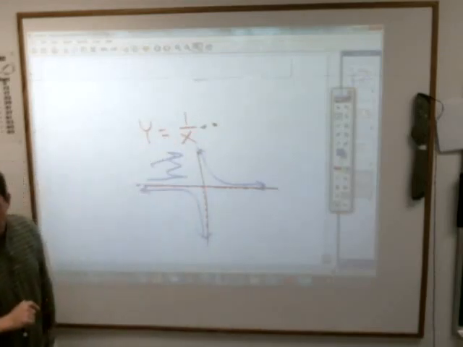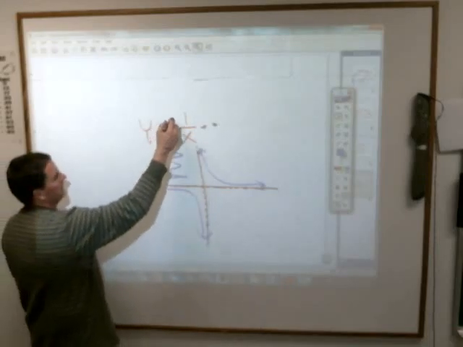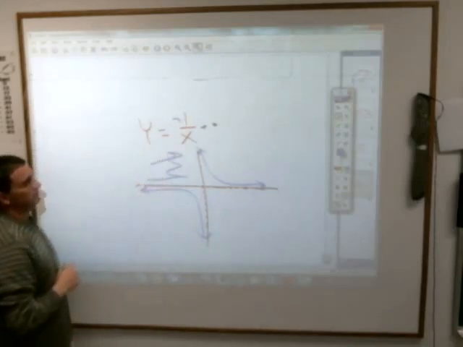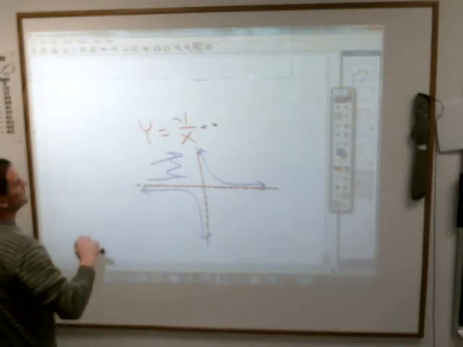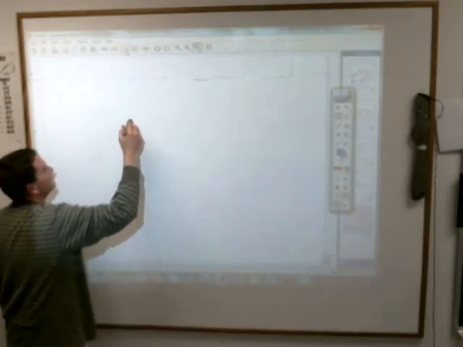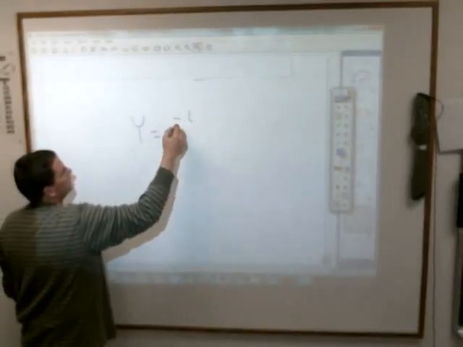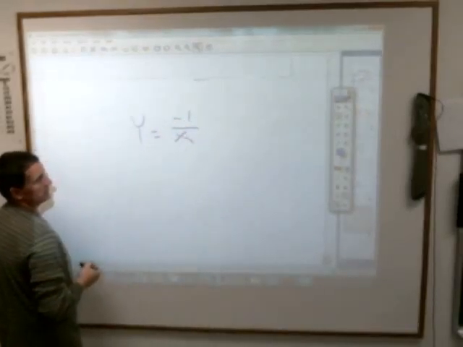What if it was a negative 1 on top? I don't know. Maybe that's what would happen. Maybe if the top number is negative, it switches sides, does it? I'm looking here in the book because we don't deal with this very often. Let's graph that. Y equals -1 over x.